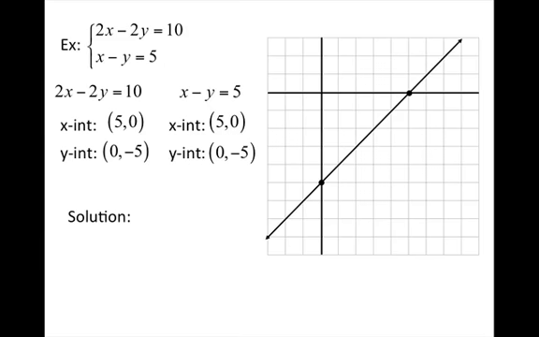Well, if the solution is the point where the two lines cross, these two lines are crossing at every point on that line because they're the same. So whenever you have two equations that graph as the same line, I want you to write the solution is every point on the line, and then you list either one of these equations. You can list the first one, the 2x minus 2y equals 10, like I have, or you could have written x minus y equals 5. Since those two equations graph the same line, they're the same equation, so it doesn't matter which one you write in your solution.